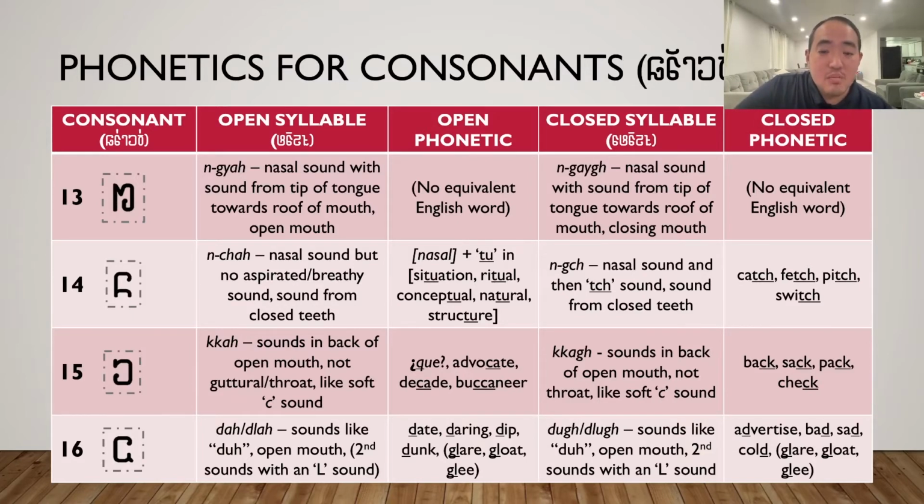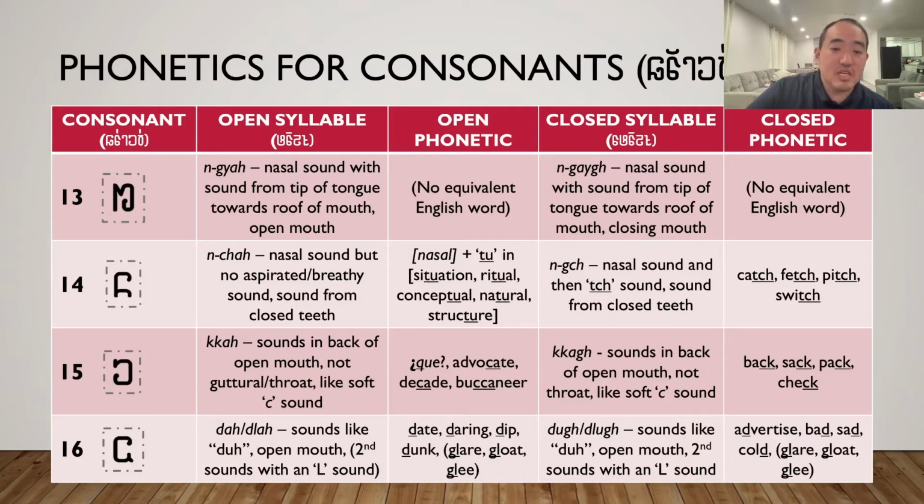Now for the closed syllable, you'll hear the gag, which sounds in the back of the open mouth, but it's not a throat sound, and it's still a soft C sound. So you hear this in the word like back, sack, pack, or check. And that's how you pronounce the closed phonetic sound for the consonant ga, gag.